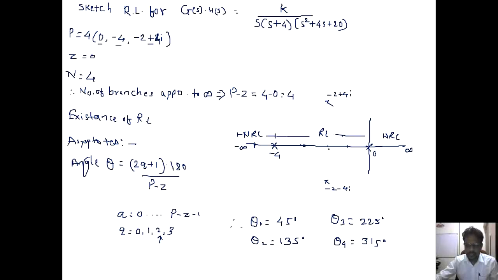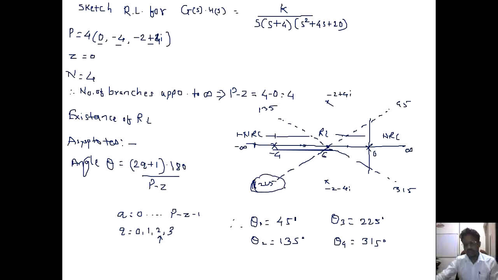Wherever we get a sigma, suppose this is sigma, so from sigma we will draw 4 asymptotes at 45, then at 135, then at 225, and lastly 315.